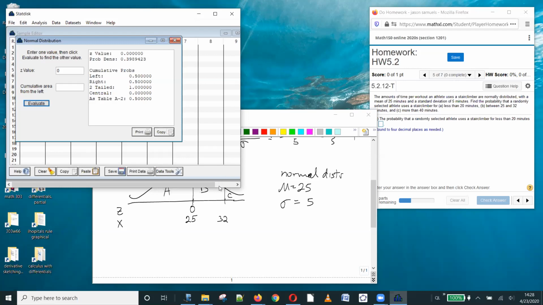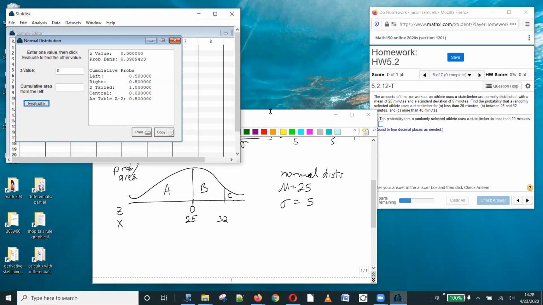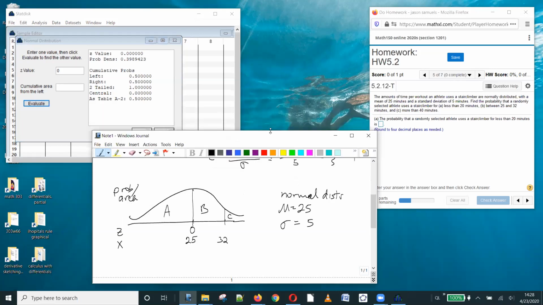So we did not actually need to use StatDisk to figure that out. Just look at the picture. Because the normal distribution is symmetric, give or take my amazing drawing skills, the midpoint clearly divides the whole thing into two equal halves. So clearly, the area to the left must be 0.5.